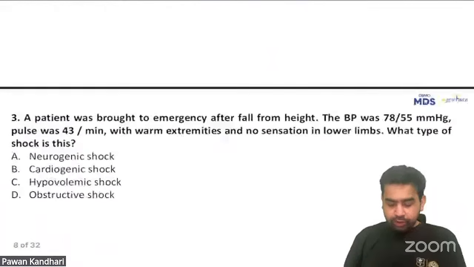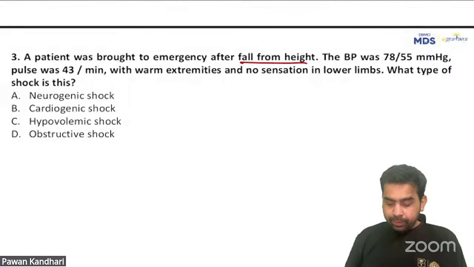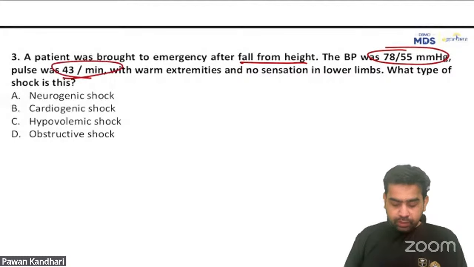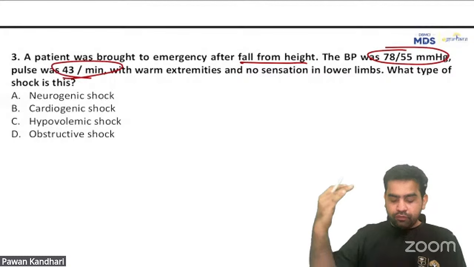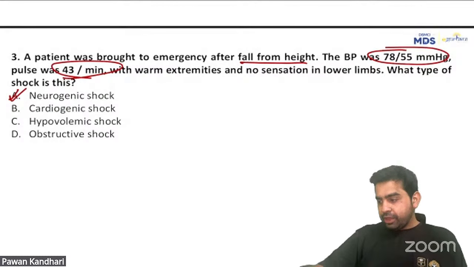Now coming to the third question, this was a pretty straightforward question. A patient was brought to the emergency after a fall from height, and so on. BP is this much, pulse is this much. So basically hypotension with bradycardia, the answer is neurogenic shock. One of the simplest questions of all.